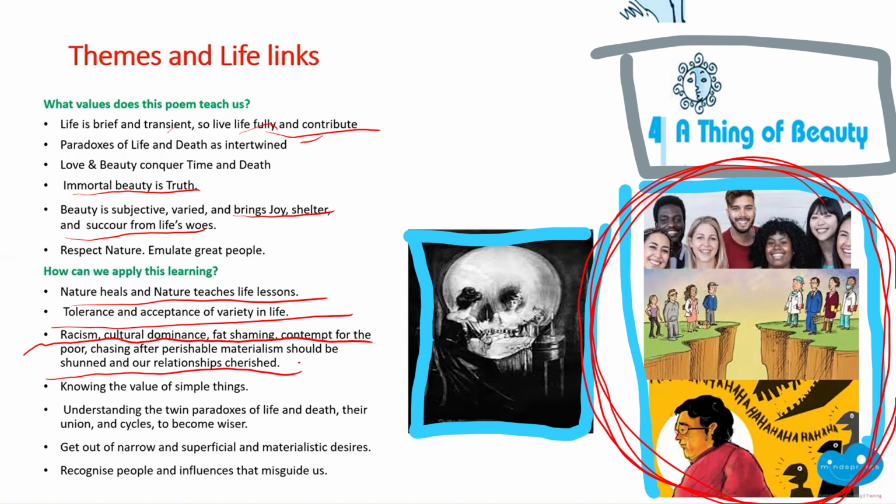Knowing the values of simple things. Now if you look at all his poetry, he's talking about something like waterfalls, things like that. Simple things are beautiful. Understanding the twin paradoxes of life and death, their union cycles, to become wiser.